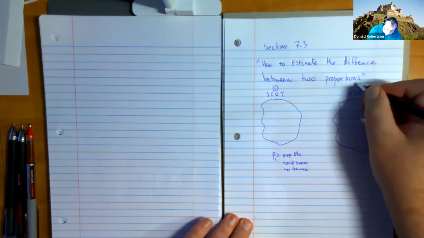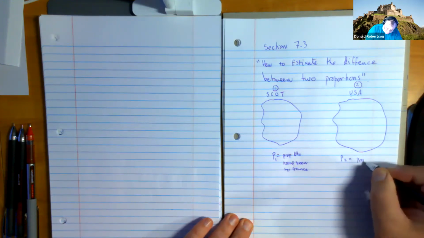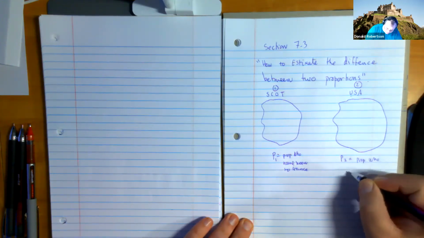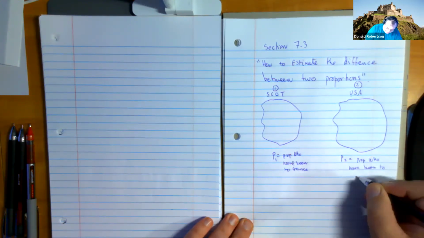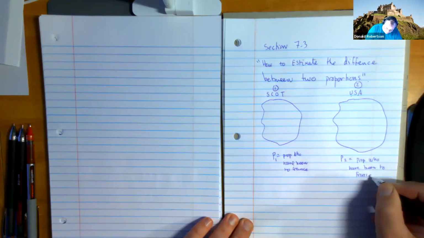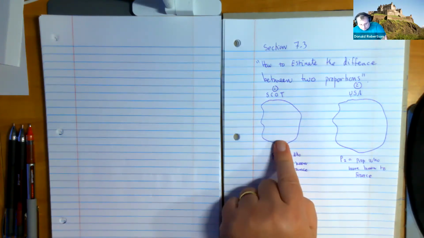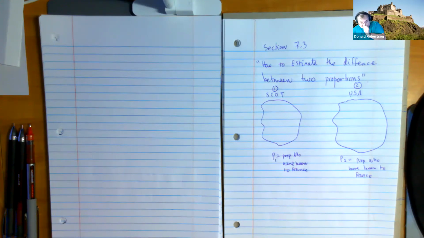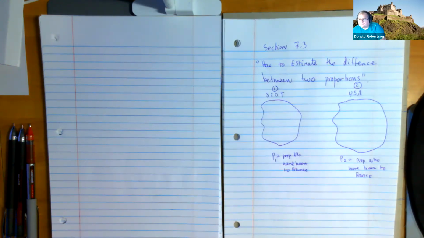In America, you're going to be population 2, and we are going to find out the same thing. What proportion of Americans have been to France? Now, what I could calculate is an estimate for the Scottish and an estimate for the Americans, totally separate. But what we're really interested in is an estimate for the difference between the two. And that's where the fun starts.